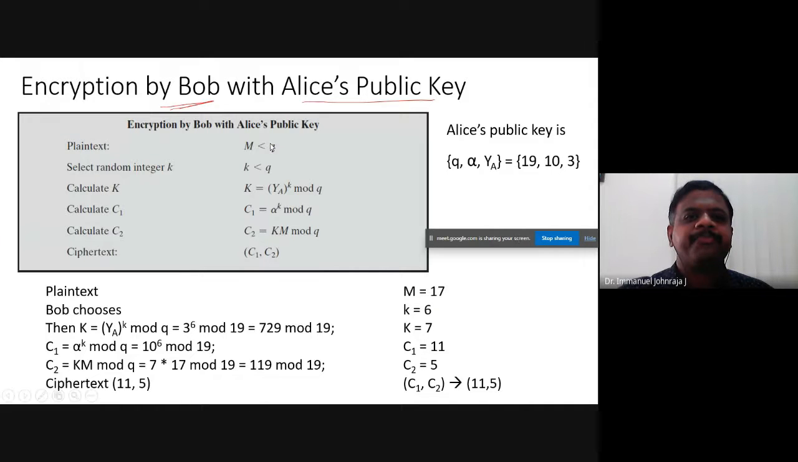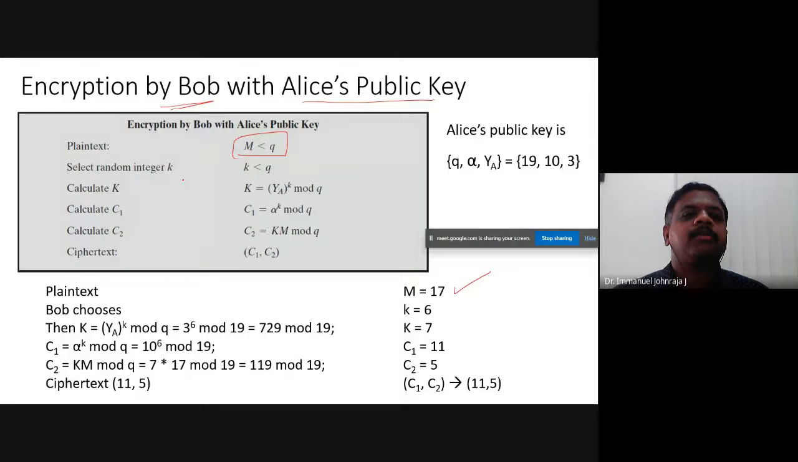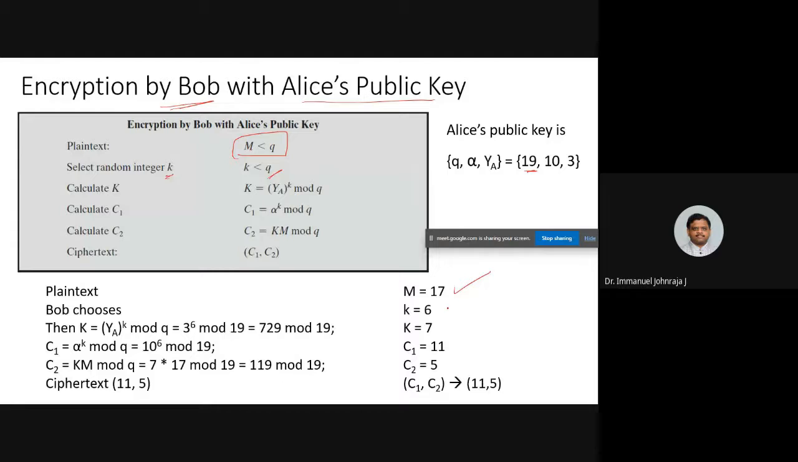So the plain text which is chosen, for example, is M, and we take 17. All right, so M is 17, nothing critical here. And what Bob, the other person doing the encryption, does is choose a random integer denoted by small k. The only condition is it must be less than q. Q is 19.